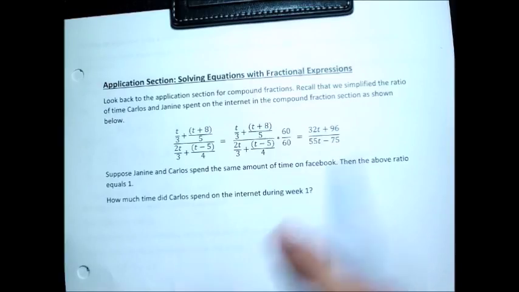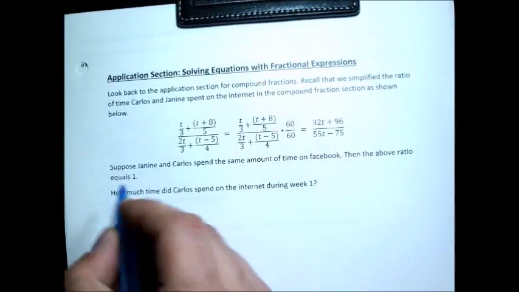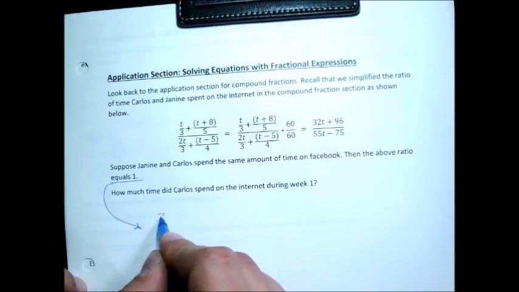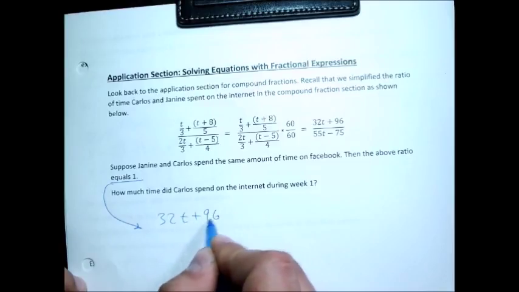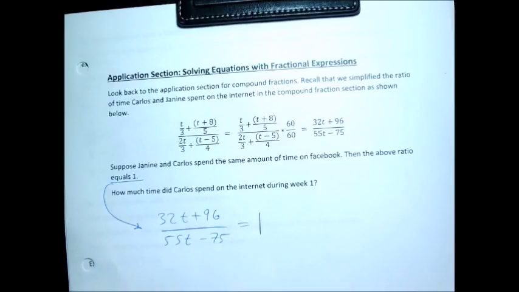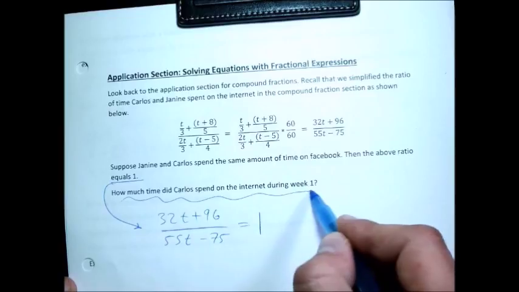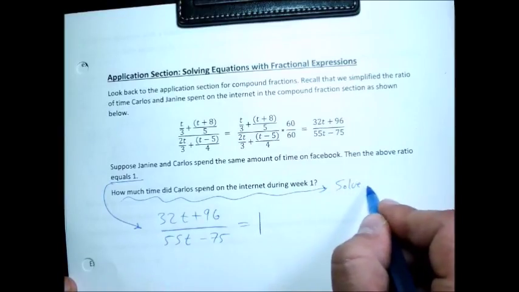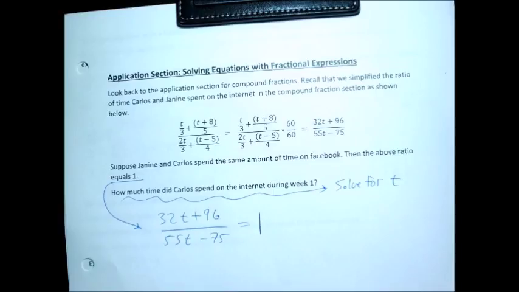So first of all, that means that their original equation, 32t plus 96 over 55t minus 75 equals 1, again, because they spend the same amount of time on there, so that when you divide the two times, it's 1. And if we want to know how much time Carlos spent on the internet in the first week, that means solve for t. So we want to solve this equation for t, and it's a fraction, and we now know how to do that.